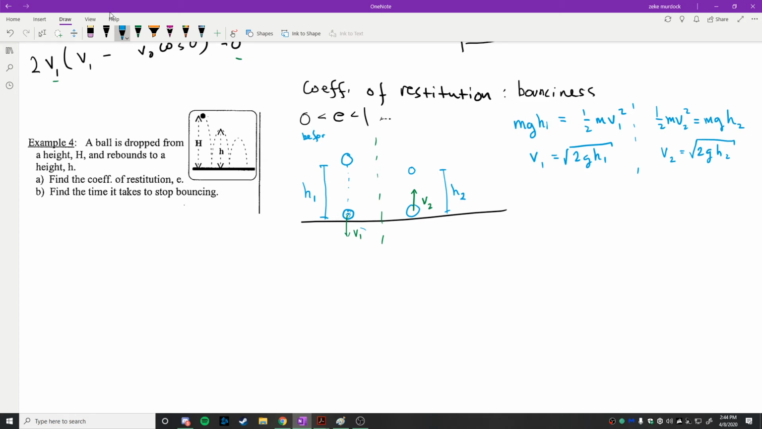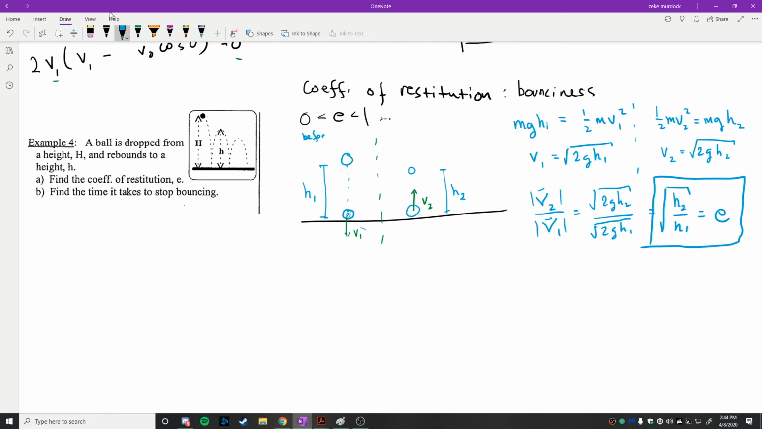And now if we find a ratio of V2 divided by V1, and really we're talking about absolute values here of the vectors, just the magnitudes. We don't care about the direction here. You're going to get the square root of 2gh2, divided by the square root of 2gh1. And so you end up getting that these are related to each other as the square root of h2 over h1. And this is one definition of what the coefficient of restitution is.